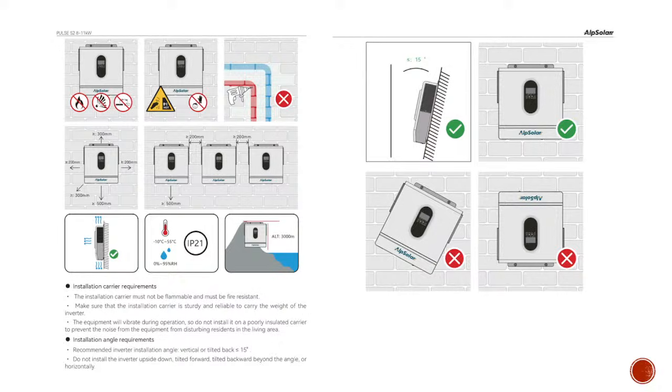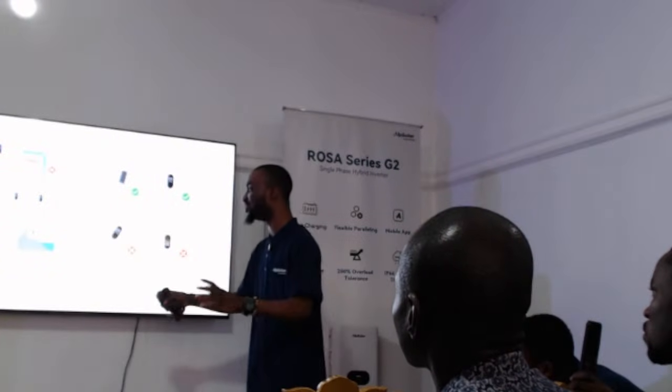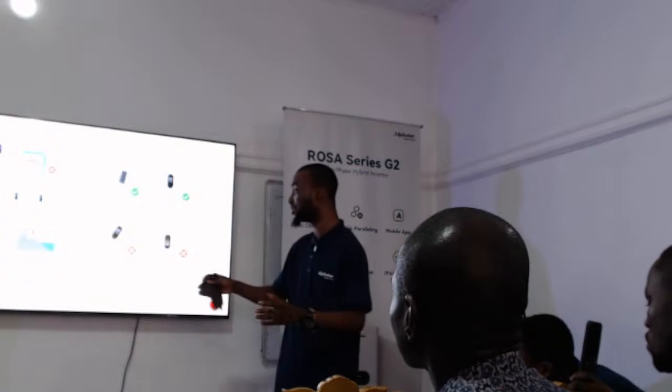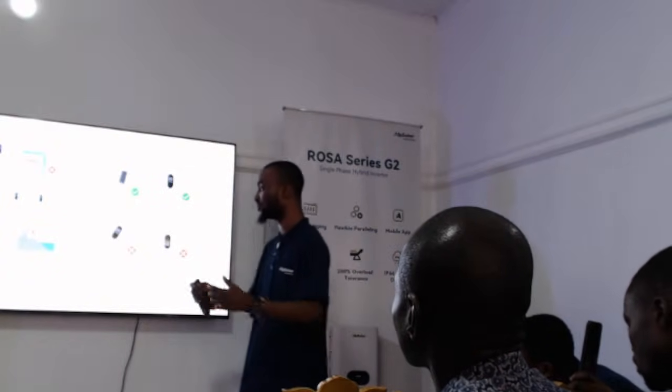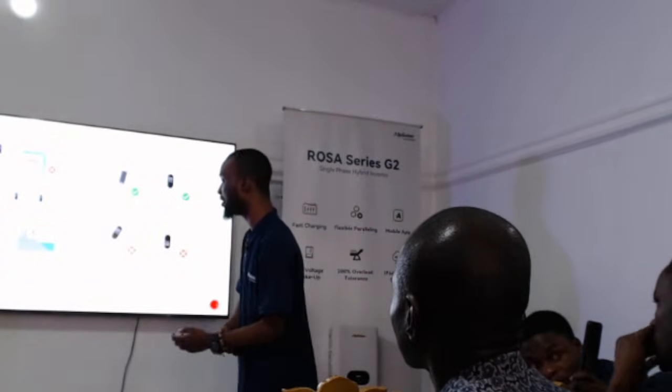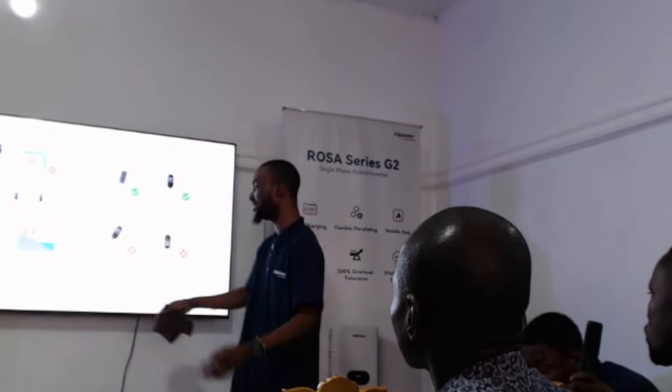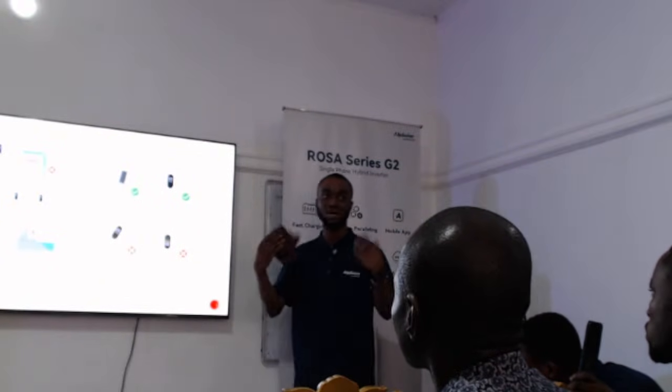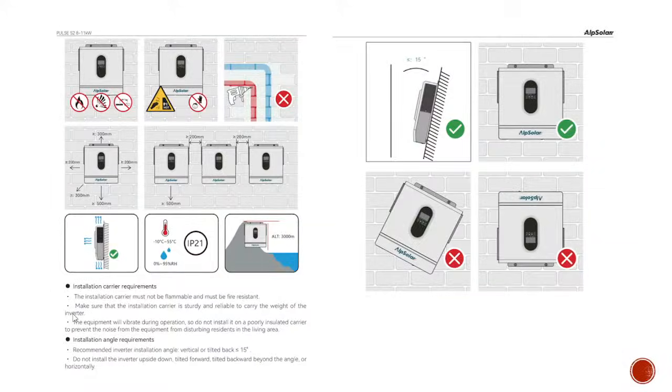The equipment will vibrate, so you must ensure that it is insulated very well, to ensure that the noise from the vibration does not affect us. Installation angle, like I said, it is preferred that it tilts backward 15 degrees, but if you cannot get it, let it stay vertical. Can we go to the next slide?